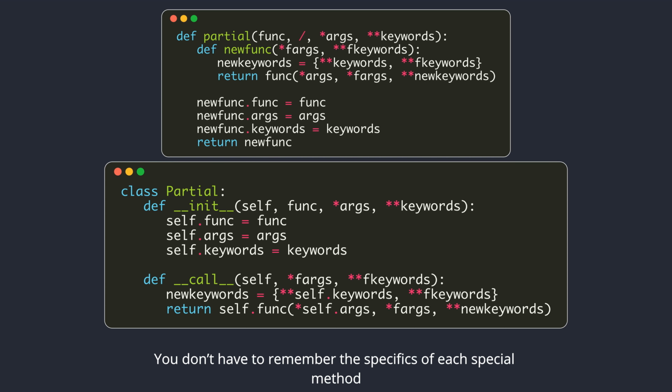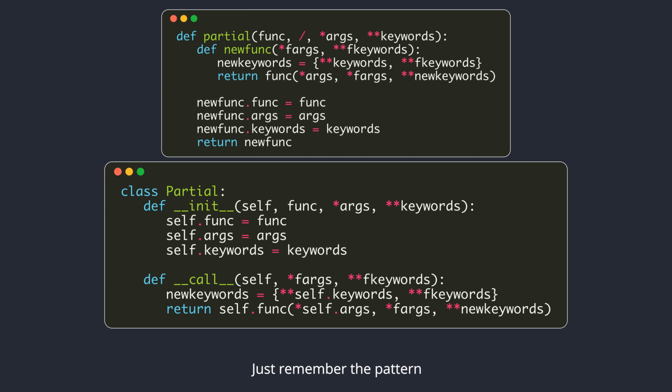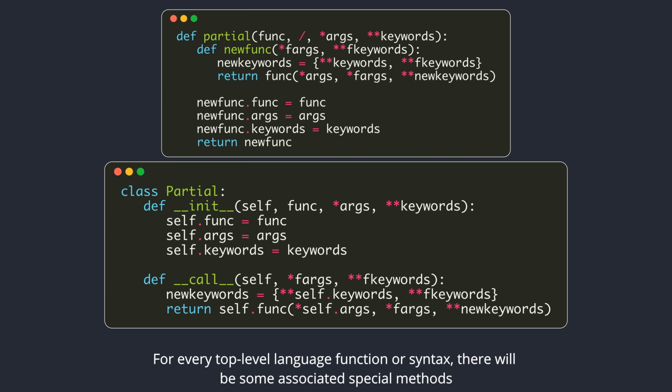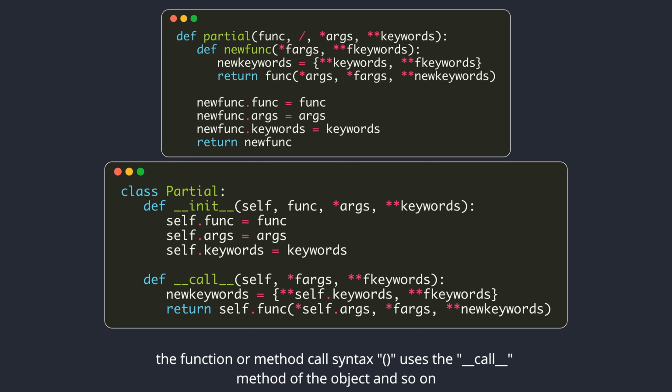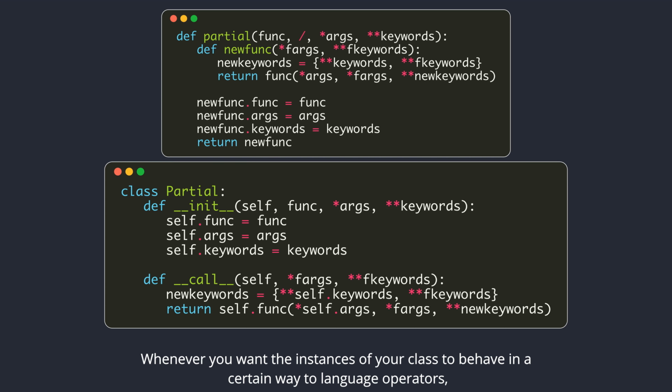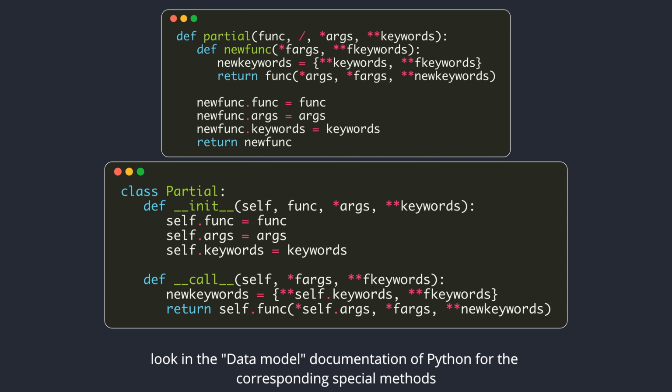You don't have to remember the specifics of each special method. Just remember the pattern. For every top-level language function or syntax, there will be some associated special methods. For example, the len function calls the dunder len method of the object, the plus operator calls the dunder add method, the function or method call syntax uses the dunder call method of the object and so on. Whenever you want the instances of your class to behave in a certain way to language operators, look in the data model documentation of Python for the corresponding special methods.